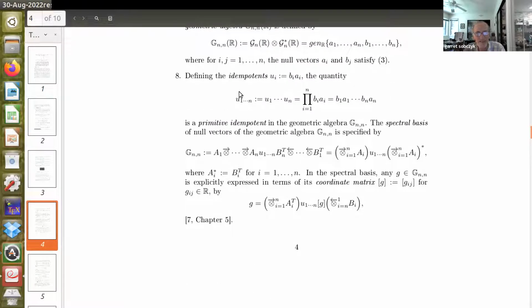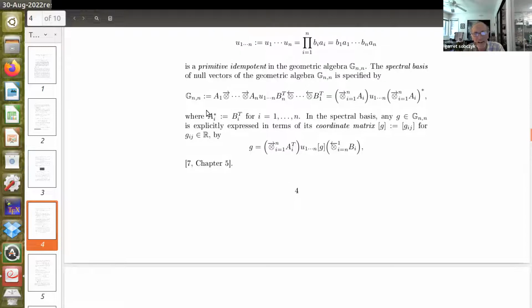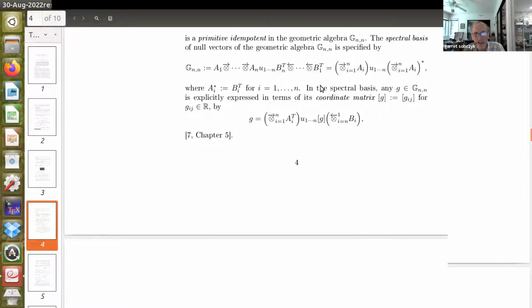Now you can see that we have all these idempotents, BiAi. Now you see I'm generating the basis for the geometric algebra Gnn. Okay, let me just go ahead with that.